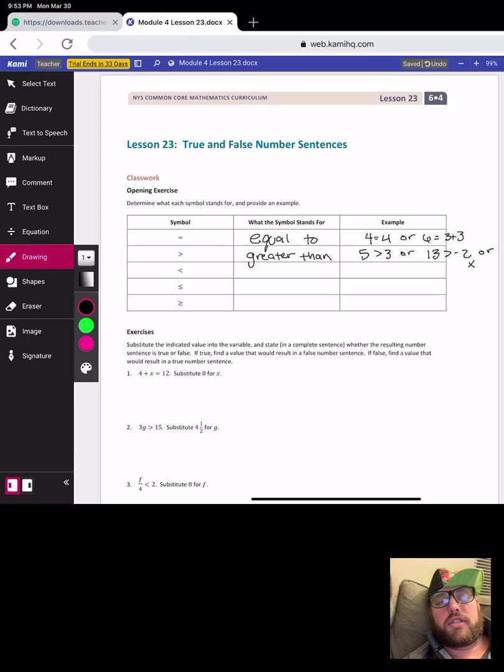Because I want you to understand that there can't always be numbers. So 3x is greater than 2. Anything I plug in for x is going to be greater than 2. Like 3 is greater than 2. Moving fast, okay? So less than: 2 is less than 3. 4 is less than 7, right? Or negative 2 is less than 6, right? That creates a true sentence.